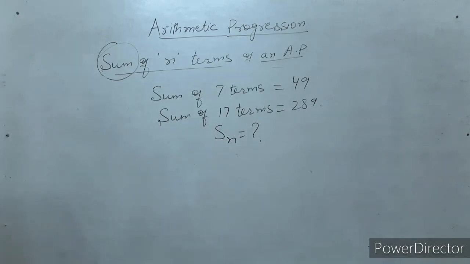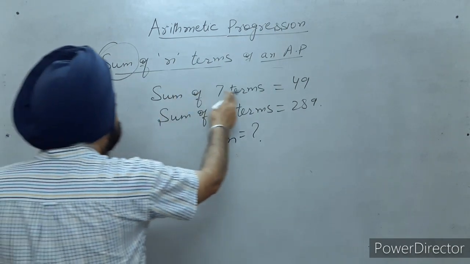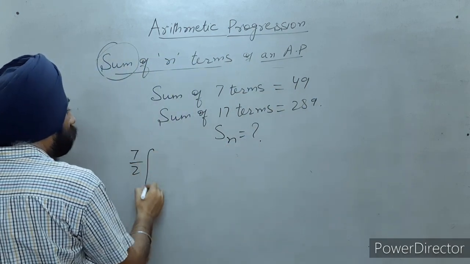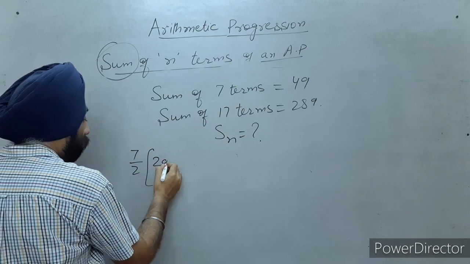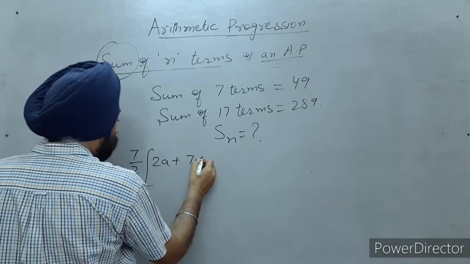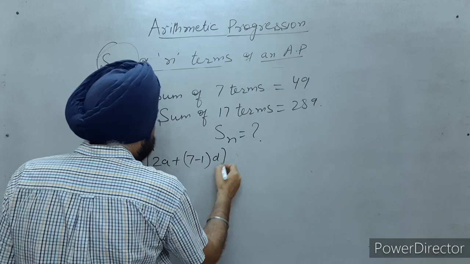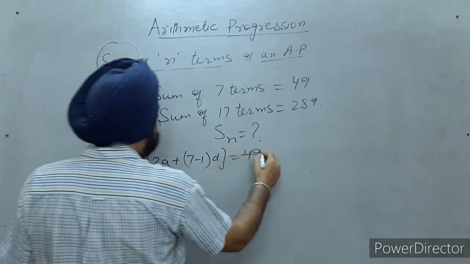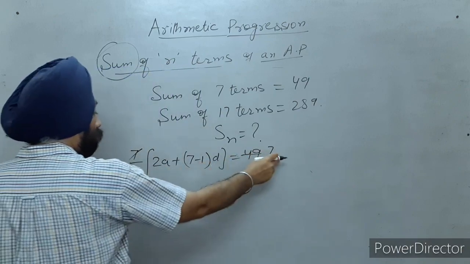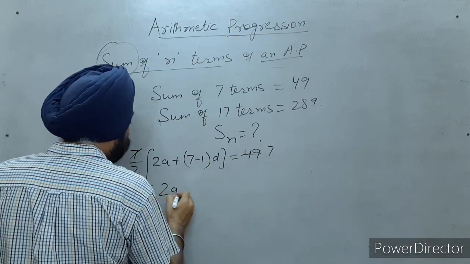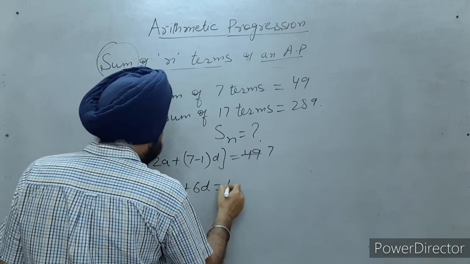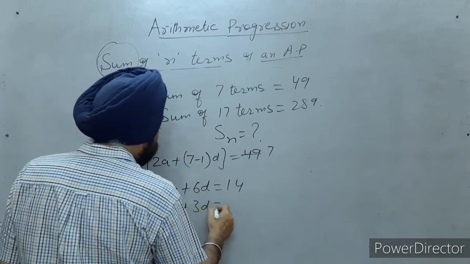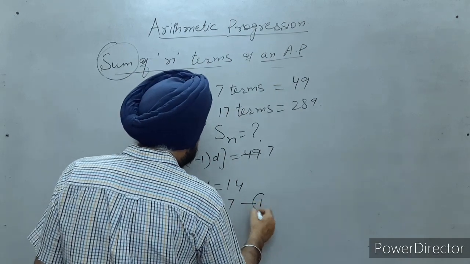For this, what is the sum of 7 terms? 49. I will use the formula 7 by 2 into (2a plus (7 minus 1) into d), and this is 49. The 7 cancels. 7 into 2 is 14. I get 2a plus 6d is equal to 14. Take 2 common: a plus 3d is equal to 7. This is the first equation.